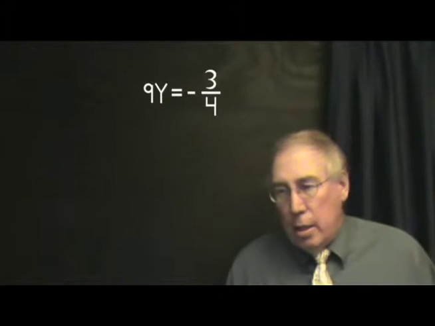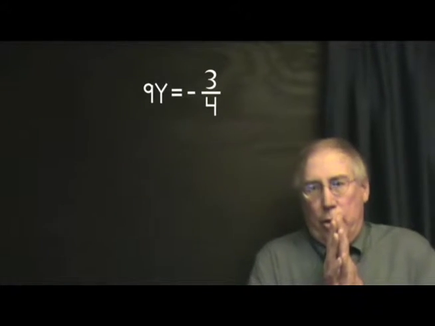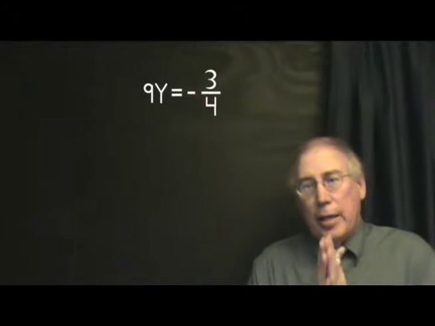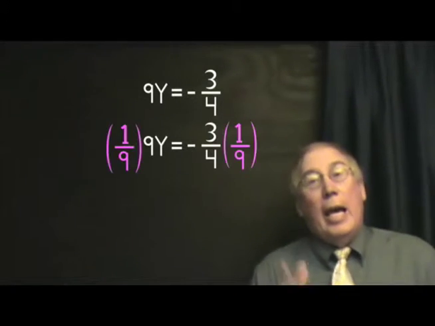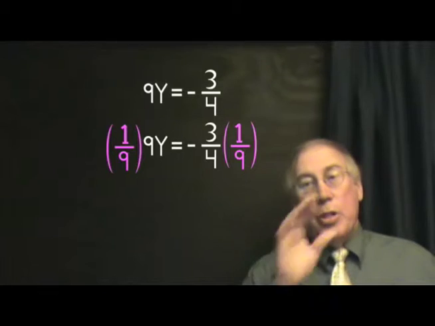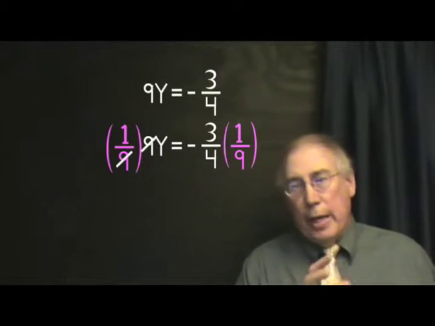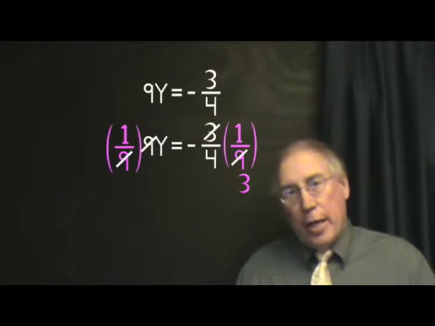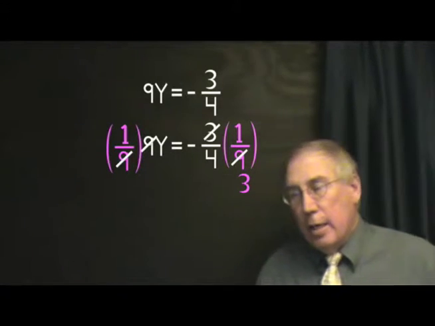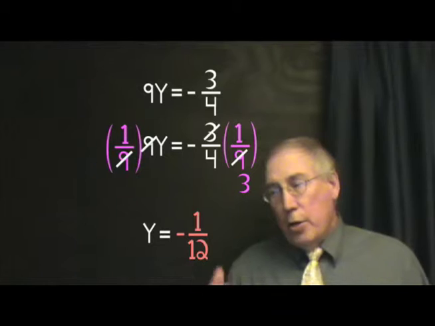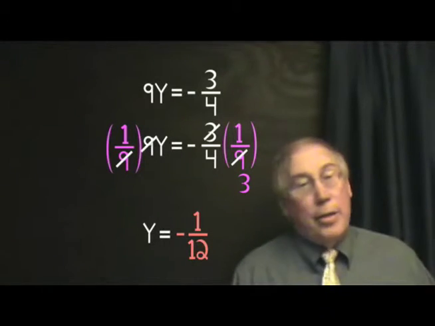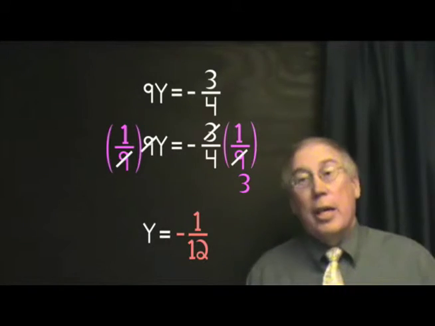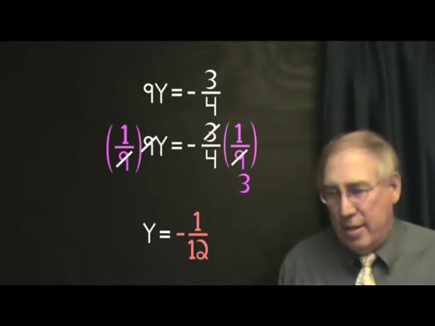Now here, let's do something a little bit different. Let's multiply something times both sides. Take that coefficient of 9 and take its reciprocal, which is 1/9. Multiply that times both sides. On the left hand side those 9's cancel out, leaving us with y, and on the right hand side 3 goes into 9 3 times, and then we have a negative times a positive. You multiply the numerators together and the denominators and you get negative 1/12.